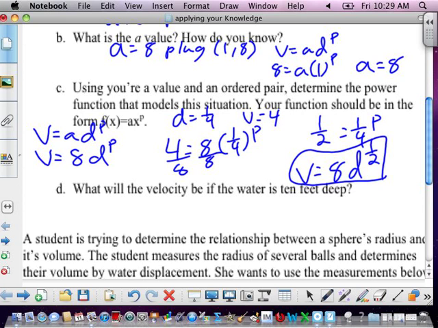All right, now that we have this equation, what will the velocity be if the water is 10 feet deep? What do we plug in and where do we plug it in? Good, do it. What do you get?